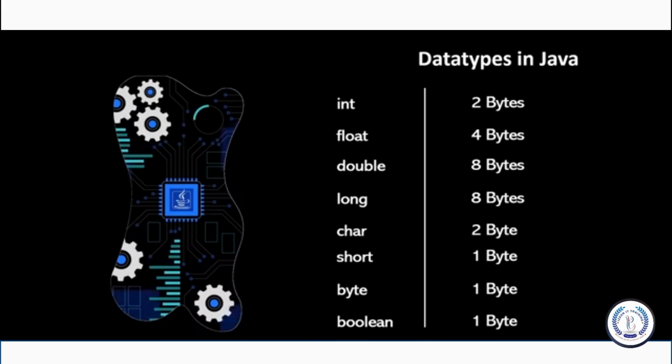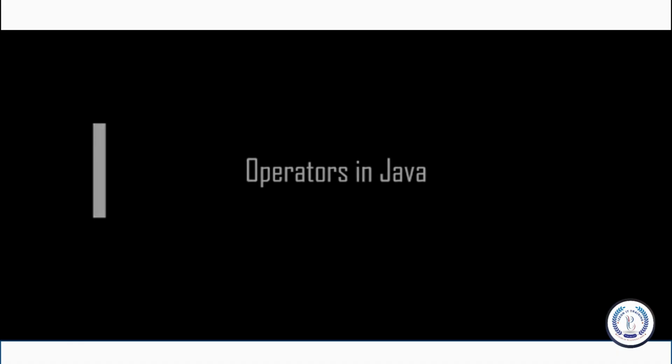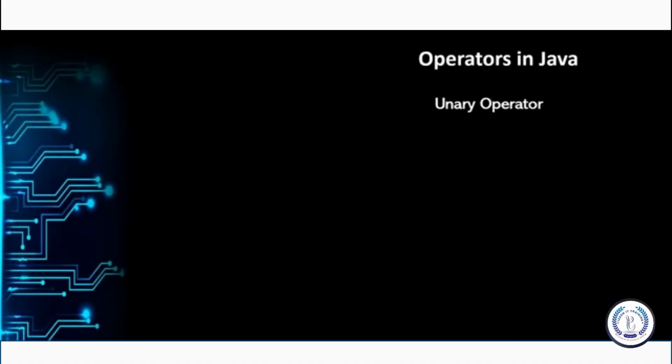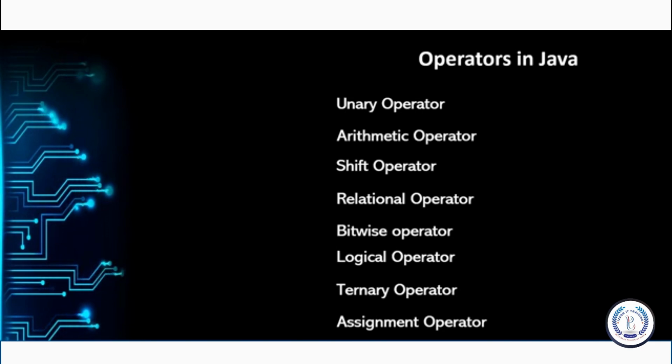Followed by variables and data types, now let us enter into the operators that are available in Java. The operators in a programming language are specific or special symbols used along with the variables or numbers so as to carry out some specific operations. The various operators available in Java are as follows. They are unary operator, arithmetic operator, shift operator, relational operator, bitwise operator, logical operator, ternary operator, and finally the assignment operator. We shall discuss about each and every single operator available in Java.